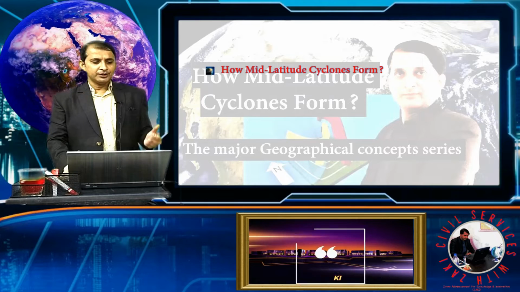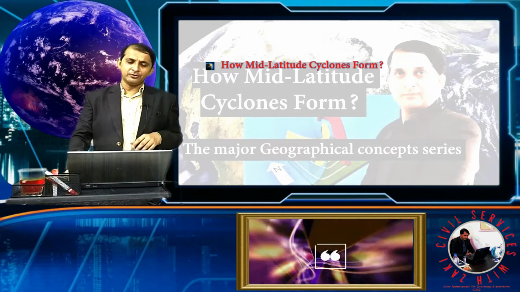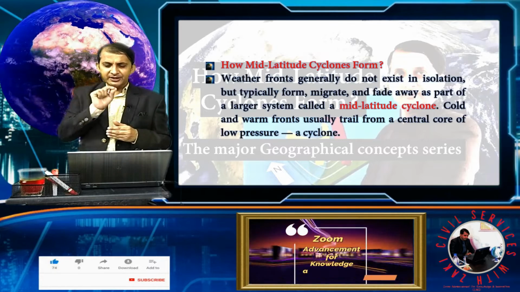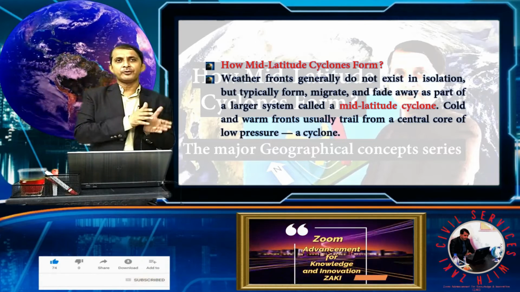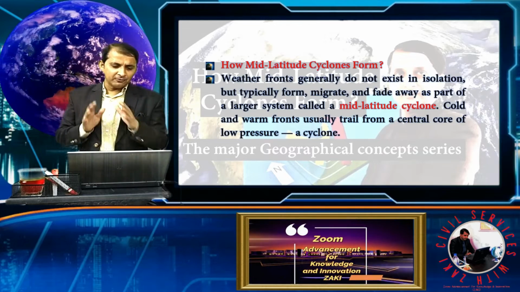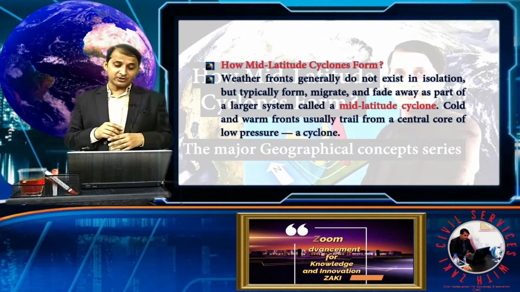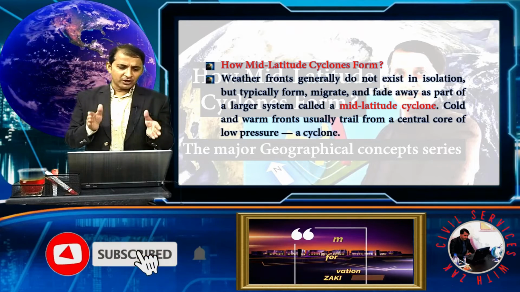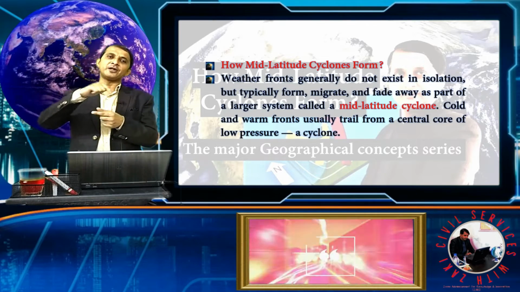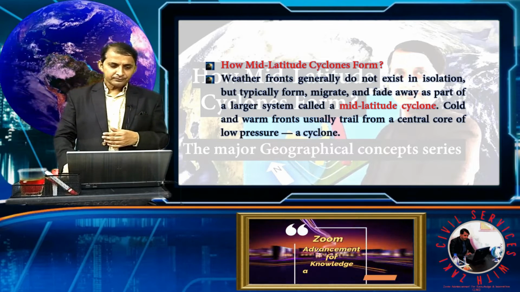First we see how mid-latitude cyclones form. As you know, our previous video was related to fronts. Weather fronts generally do not exist in isolation. Whether it is a cold front or a warm front, they do not exist in isolation, but typically migrate and fade away as part of a larger system, and these larger systems are called mid-latitude cyclones. Cold and warm fronts usually travel from the central core of a low pressure, and that low pressure creates a cyclone.